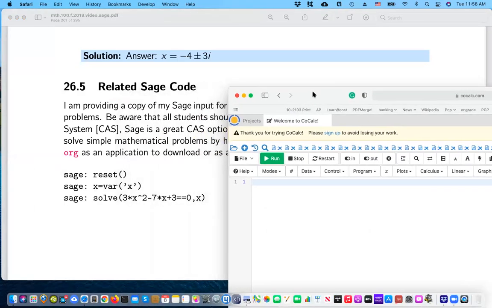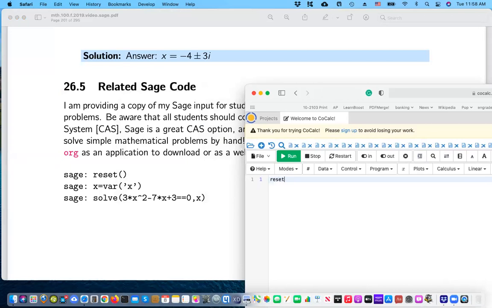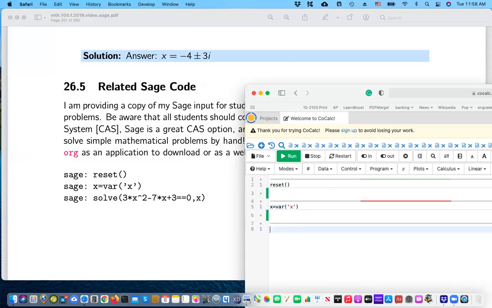Pull this over. I'm going to type the code in. Yeah, I'm learning how to type. Reset. x. I've never been good at typing, by the way. I'm always making mistakes. x the variable. And I'm going to do the solve now. Whoops. What am I going to solve?